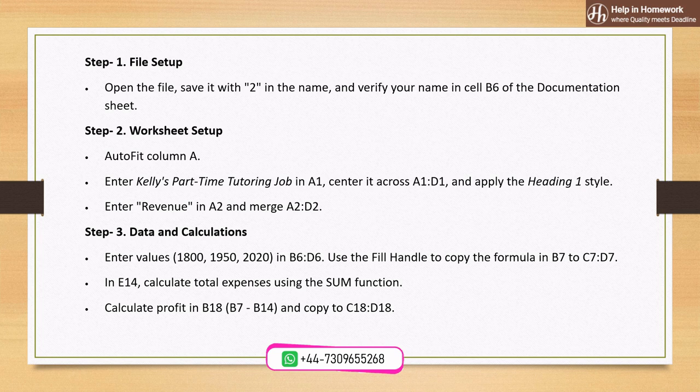Step 3. Data and calculations. Enter values 1800, 1950, 2020 in B6 to D6. Use the fill handle to copy the formula in B7 to C7 and D7. In E14, calculate total expenses using the SUM function. Calculate profit in B18 as B7 minus B14, and copy to C18 and D18.